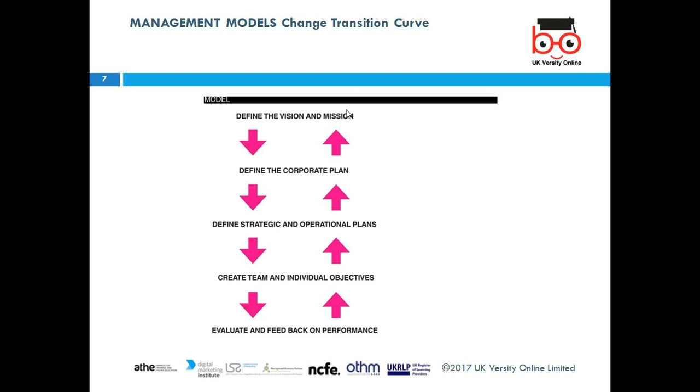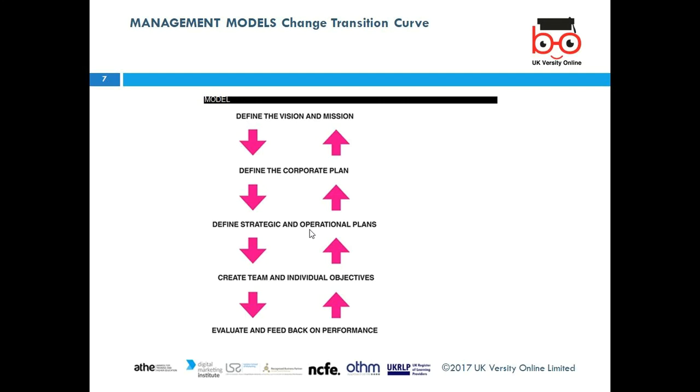Define the corporate plan. Corporate plan means the overall organization plan. What we'll do, how we'll do it, all this. Define the strategic and operational plan. What is the difference between the corporate plan and the operational plan? Any thought? The corporate plan is the overall plan, while the operational plan is the departmental plans, which lead to the main plan, isn't it? Yes. Okay, think about how many departments we normally have in an organization.